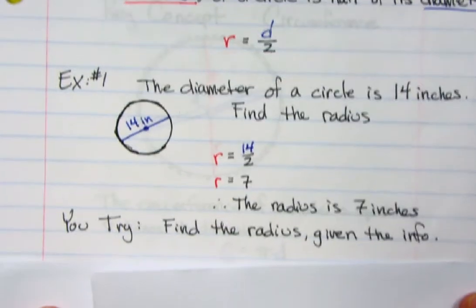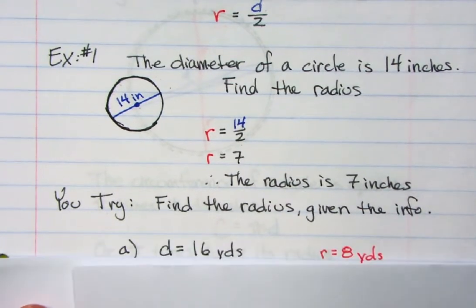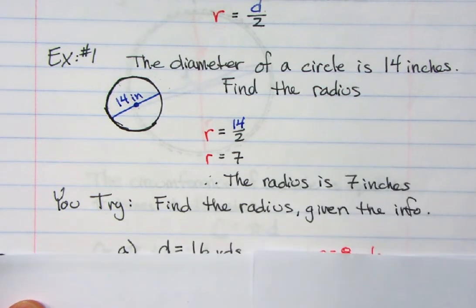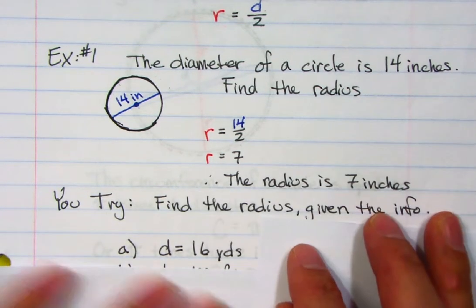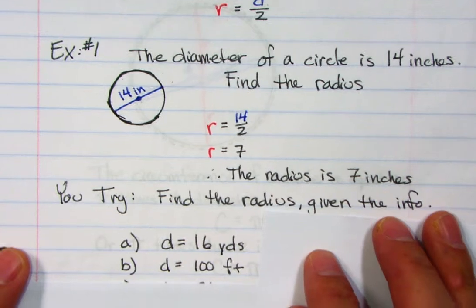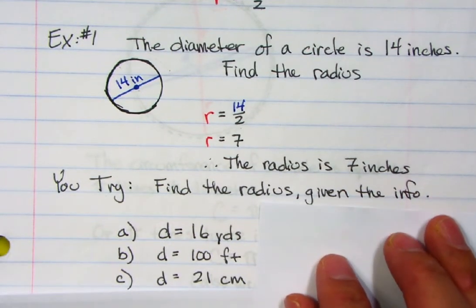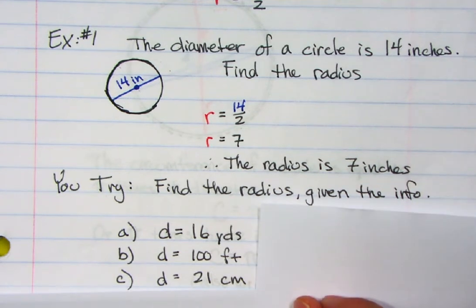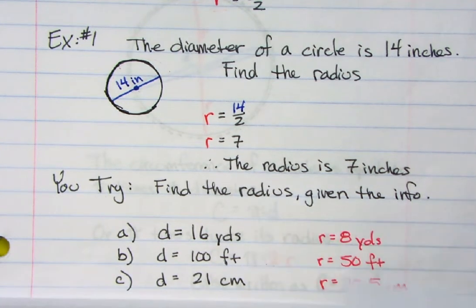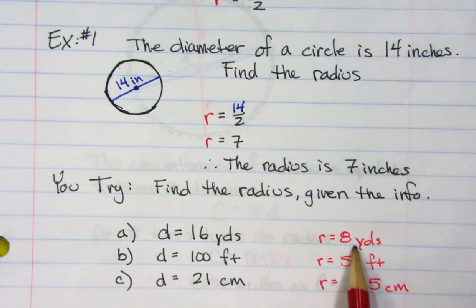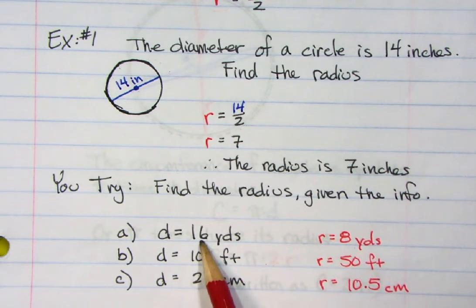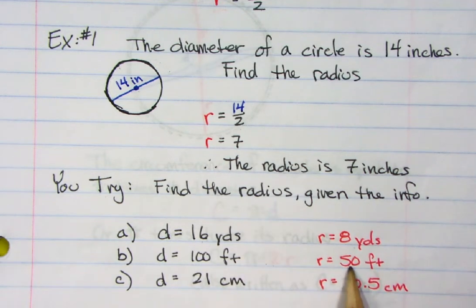All right, so you try. Find the radius given the information. I gave it to you here. If the diameter is 16 yards, or if the diameter is 100 feet, or if the diameter is 21 centimeters, take a moment and try to get those answers. All right, and so our answers come out to be, radius is 8 yards, because this divided by 2 is 8. 100 feet all the way across, cut in half is 50 feet. And then 21 centimeters, cut that in half, and that's 10.5 centimeters.